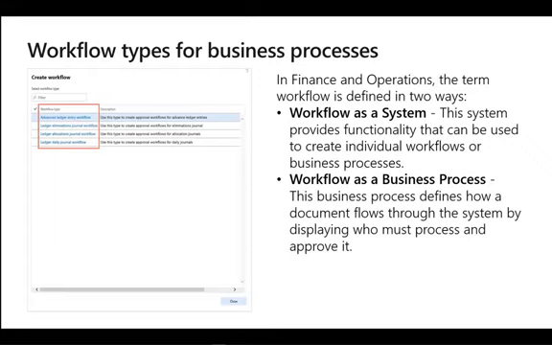We can have multiple workflows of the same type. For example, suppose we are creating a purchase requisition workflow for each country or region in which we operate. We might want to name a purchase requisition workflow as purchase requisition Denmark or purchase requisition Spain.